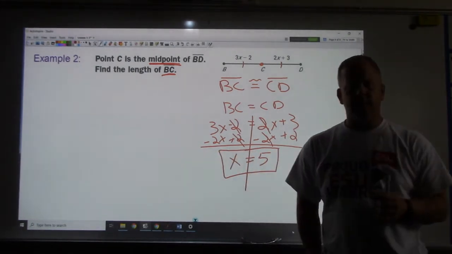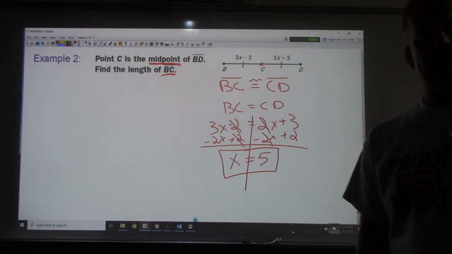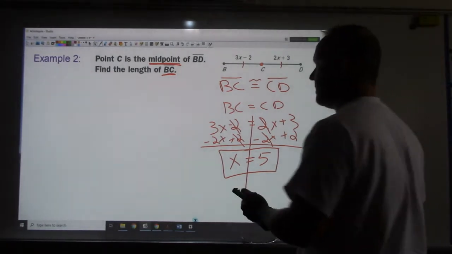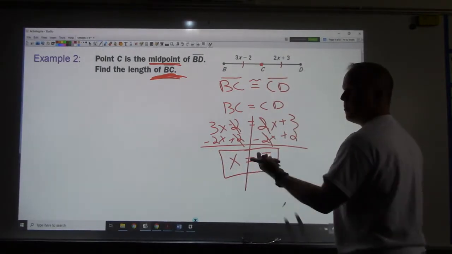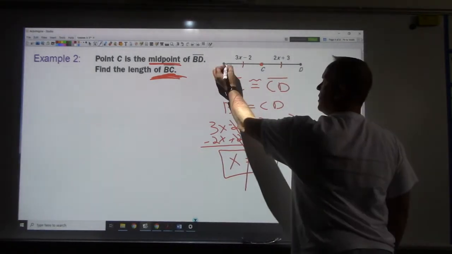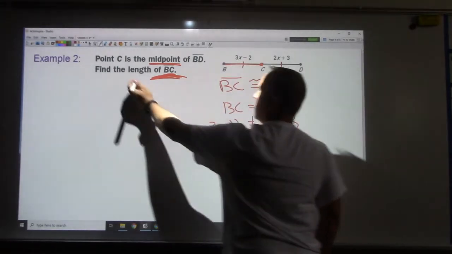I get x equals 5. Now, I'm not done. They didn't ask for x. They didn't say solve for x. They said find the length of BC. That means you have to take this 5 and plug it back in for the length of BC. Here's BC right here.